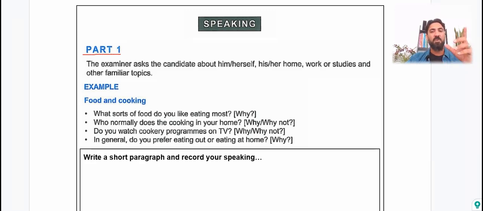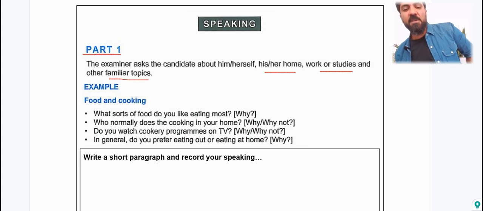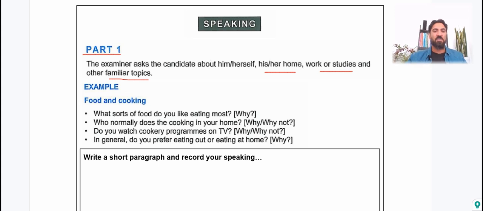For example, your home, your work, studies, and other familiar topics like food, what you do every day, your education, and so on. And then they will give you a general topic, which is food. The topic could be food or cooking or education or traveling or whatever. They will ask you some questions about this topic.